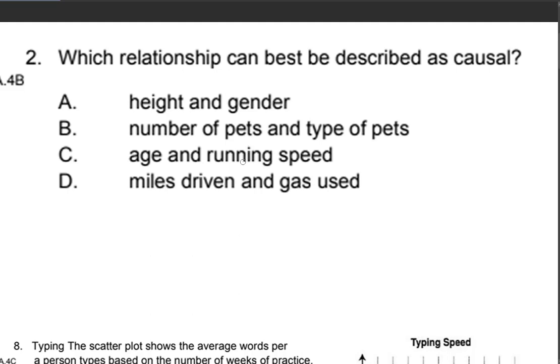Once again, in the upper right hand corner, you should write your teacher's name, your period number, and your name. And the date. Go ahead and write the date you did it as well.